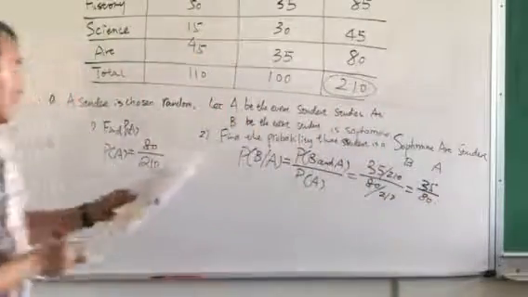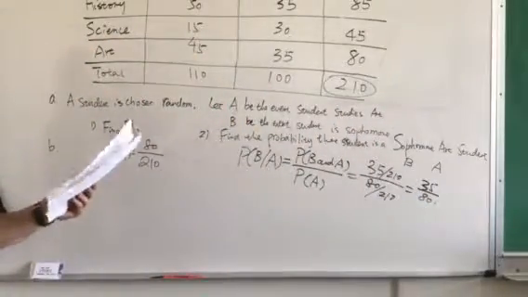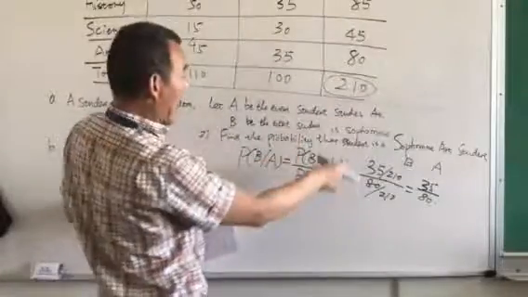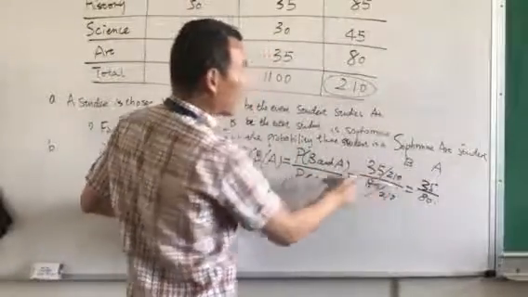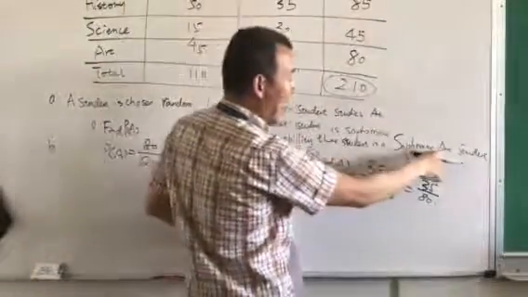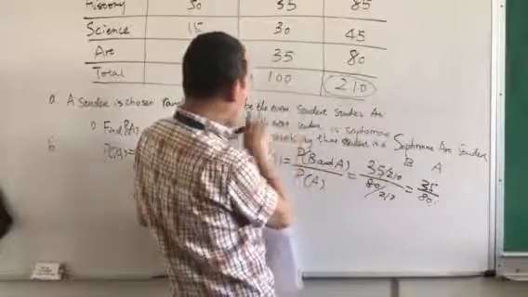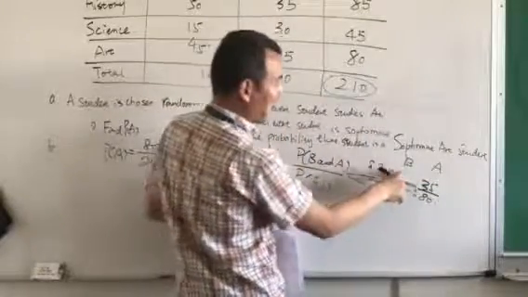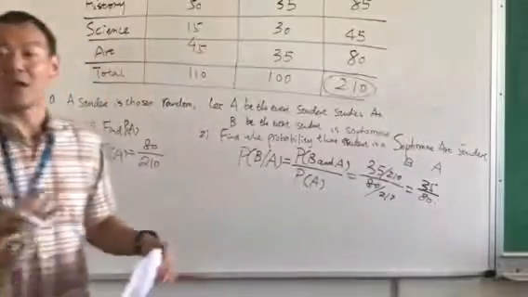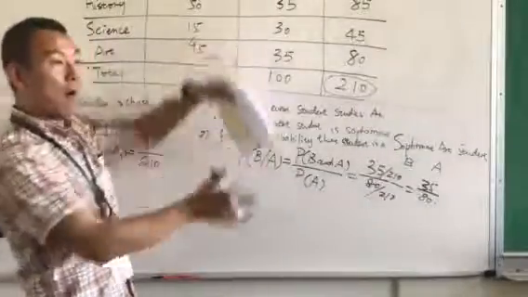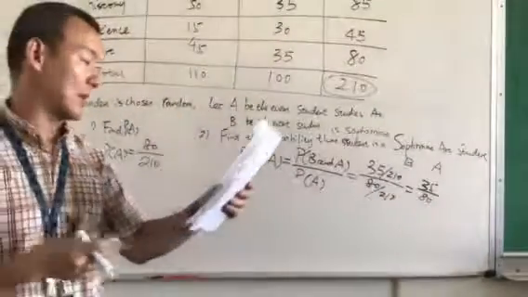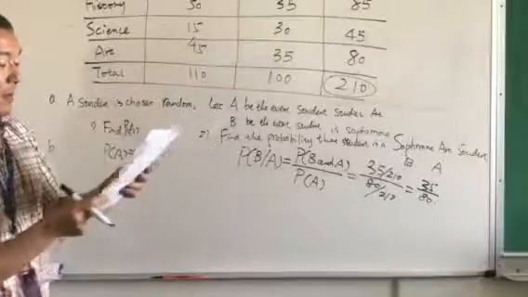So that's this part. A lot of you made mistakes on this. You just used 35 over 210, but we forgot that it's sophomore and art, so event A and event B, so you have to use conditional probability. I know it's a little confusing, but this whole double page is all about conditional probability.